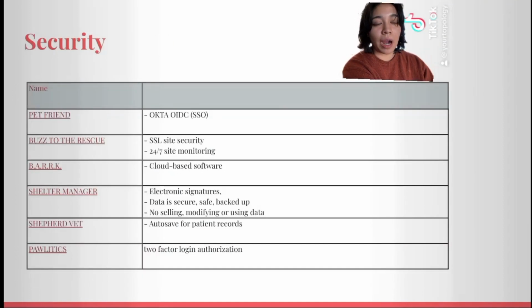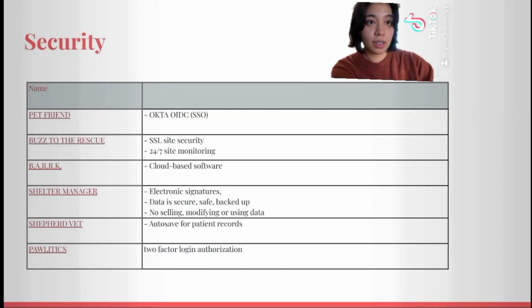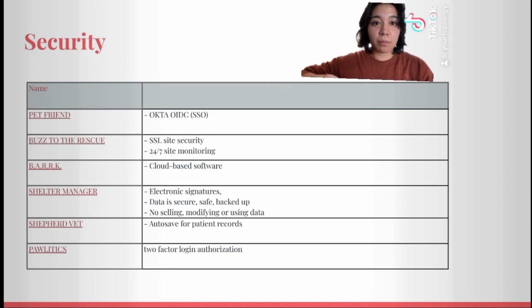Now, referring to our problem definition, with adoption agencies comes a lot of data to handle. We want to make sure this data is secure and handled safely and effectively. Again, as we did our research, we observed that a lot of the software had protocols to make sure the data they were handling was handled in a secure manner. For example, PetFriend and Polytics have a similar protocol when it comes to logging in. I actually had to do a little bit of research for the Okta OIDC SSO, which is a second layer of two-factor login authorization.